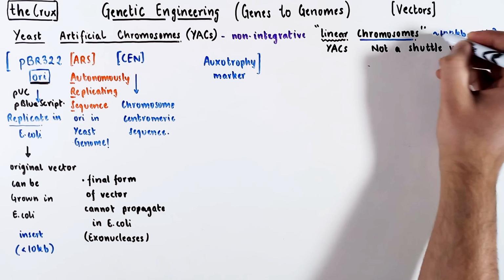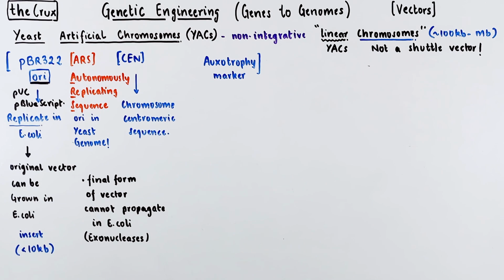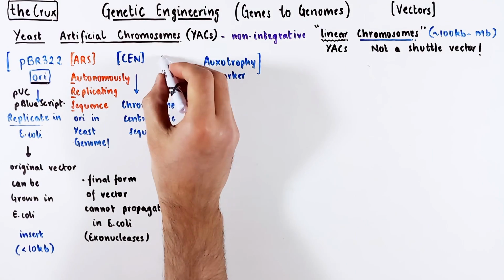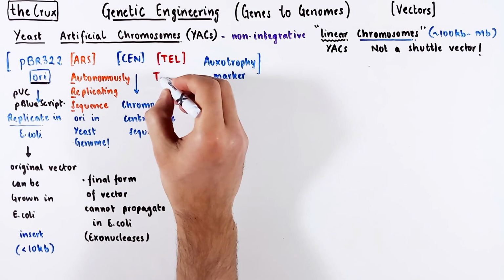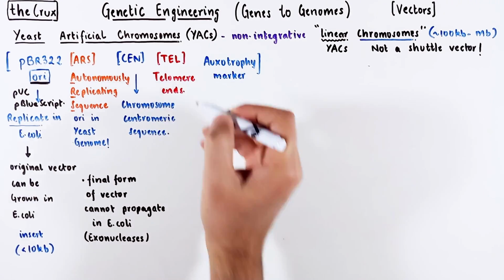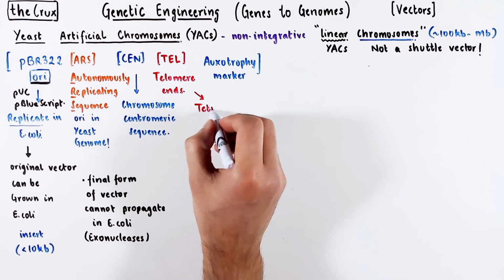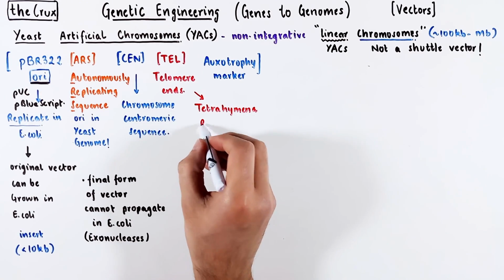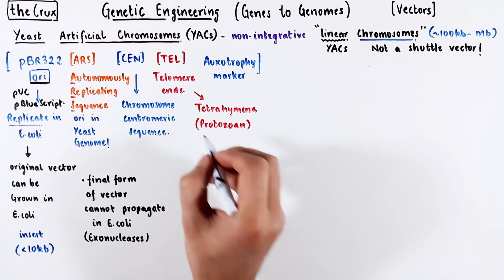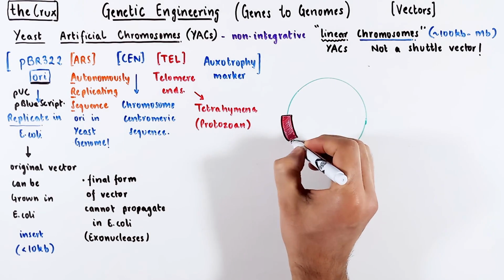Linear YACs are meant for multi-100 kb or megabase size inserts, thereby mimicking a chromosome. As I said, they have everything from a centromere plasmid, but in addition, YACs have telomeres. A little side note: these telomeres are built using DNA from a protozoan. Here is an intuitive idea of the vector.